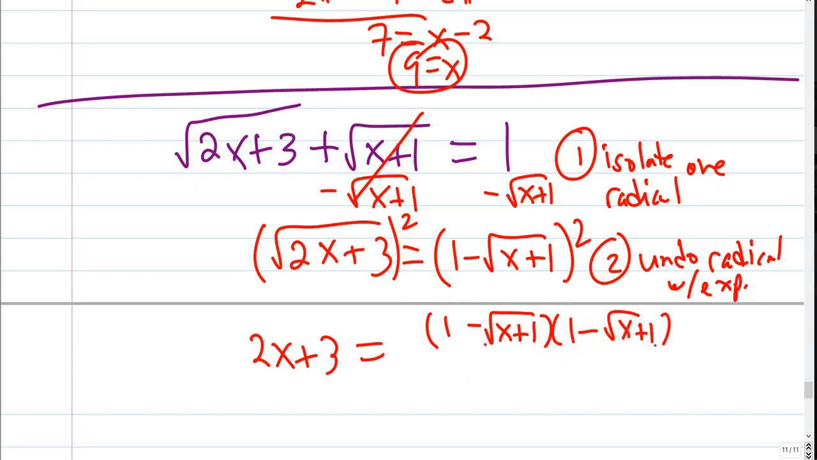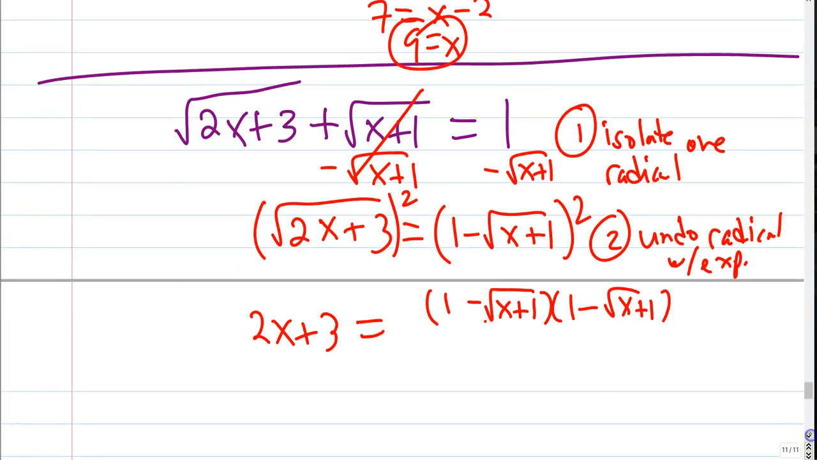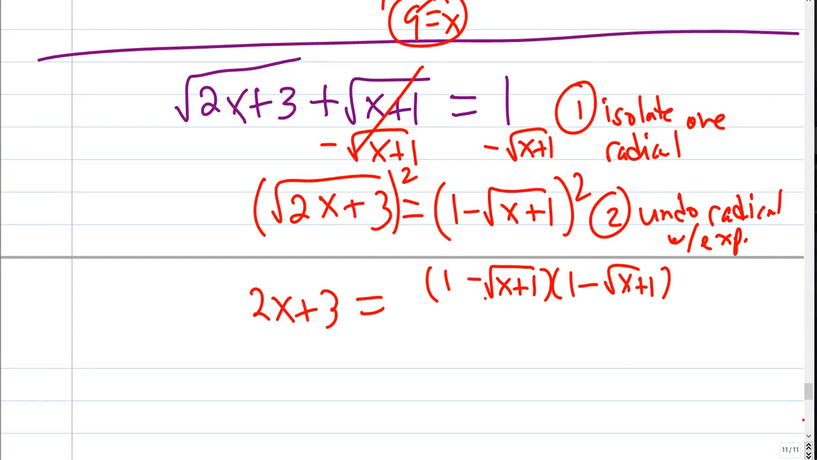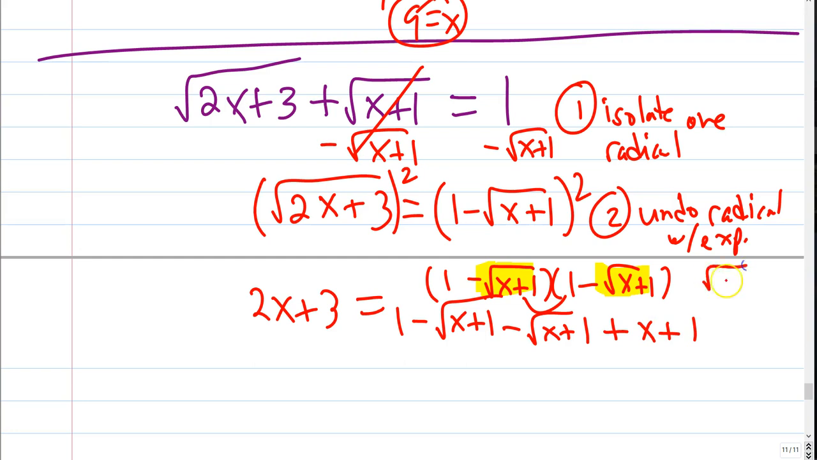times itself. And as crazy as this is, as soon as we get this step done, we're going to be pretty close to solving this. So 1 times 1 is 1. 1 times that is minus the square root of x plus 1. That makes minus another one. And then this times itself. Negative times a negative is positive, and it ends up squaring, leaving us with just x plus 1. Basically, the square root of x plus 1 times itself just becomes this x plus 1.